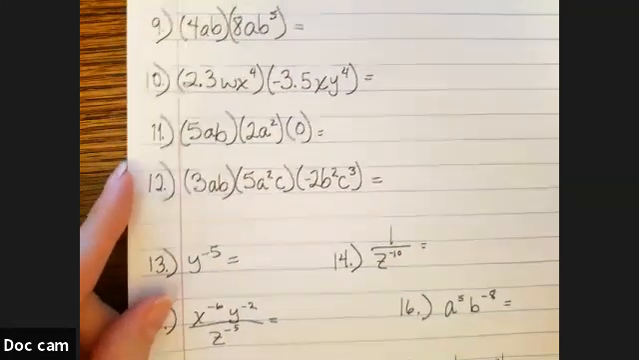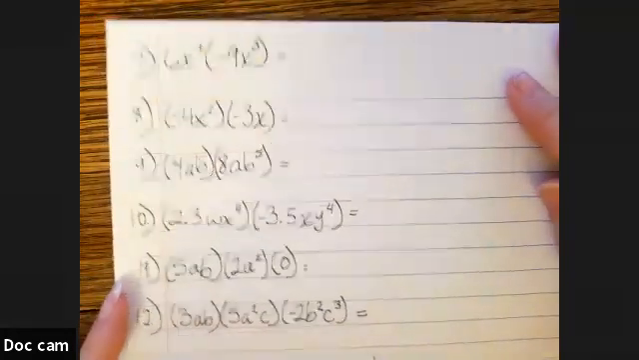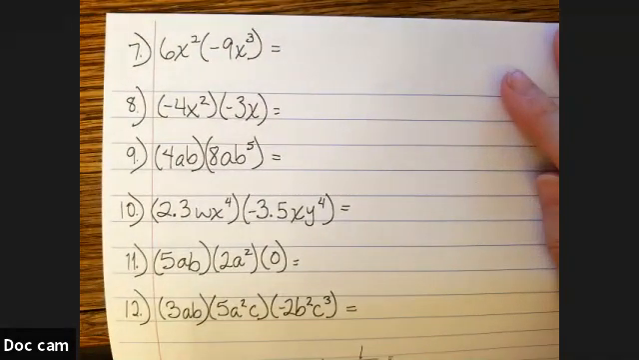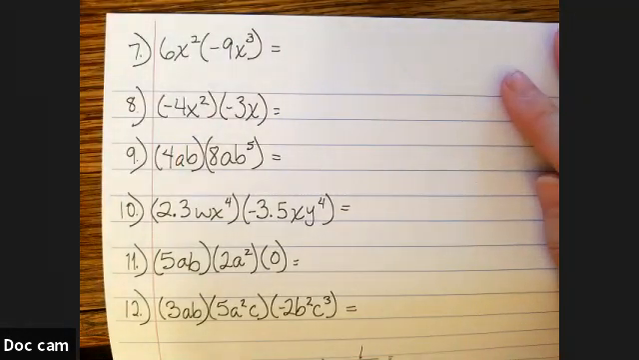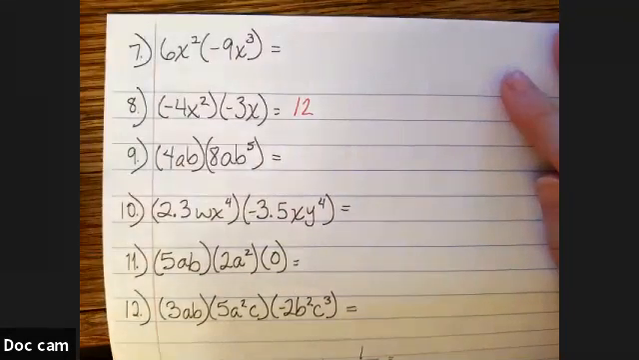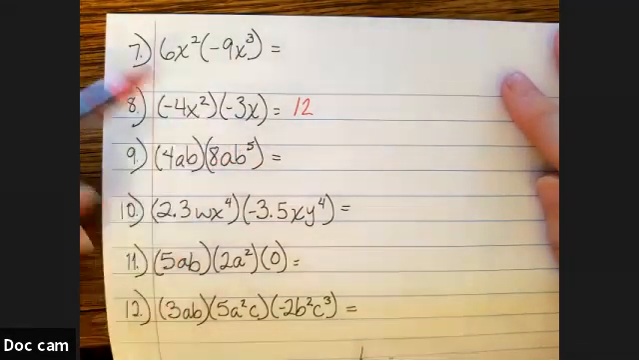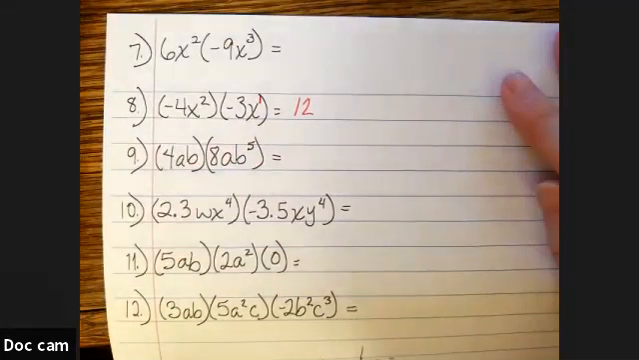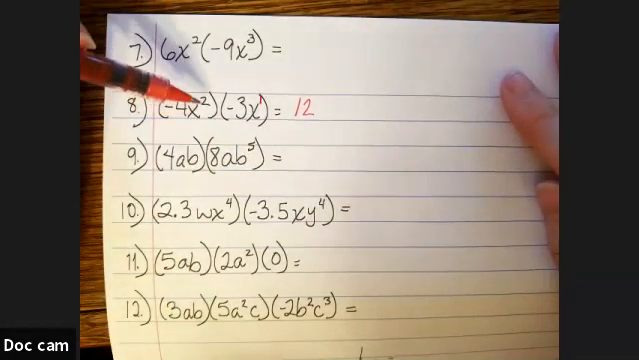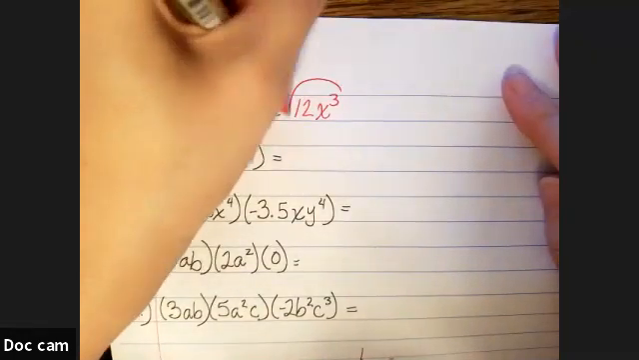I'll just do maybe a couple of these. Let's do number 8. In that case, we have -4 times -3. Those are the numerical coefficients, and we want to multiply those together. So -4 times -3 is +12. And then we have x squared times x. x is the same thing as x to the power of 1, so there's an invisible exponent of 1 there. You add the exponents, 2 plus 1 is 3, so that'll be x to the 3rd power.